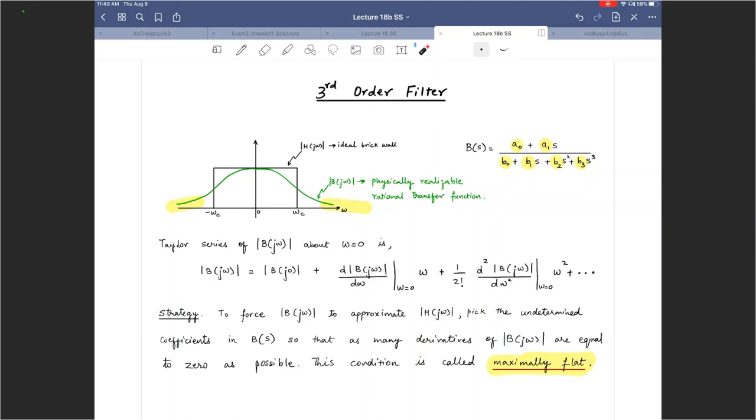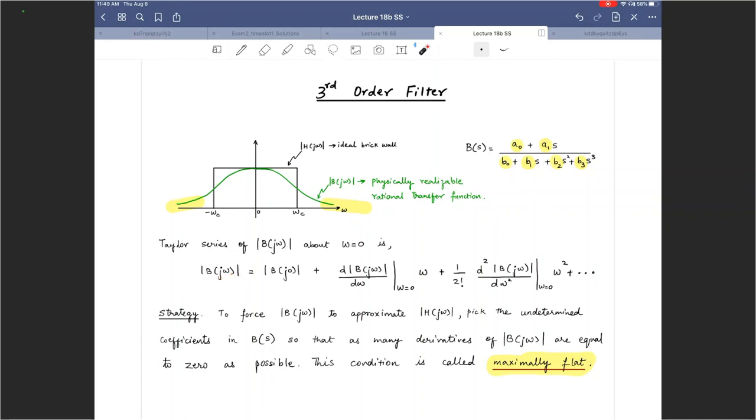So let's try to use the Taylor series expansion of B of j omega. Instead of B of s, the transfer function, I'm using the frequency response of this filter, B of j omega, the magnitude of that, and I'm doing the Taylor series expansion at omega equals 0. I want this to be maximally flat at low frequencies because this filter is a low pass filter. So if I use Taylor series, earlier we used f of x, now instead of f of x, we have the absolute value of B of j omega.